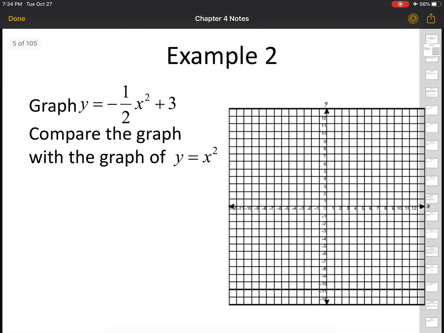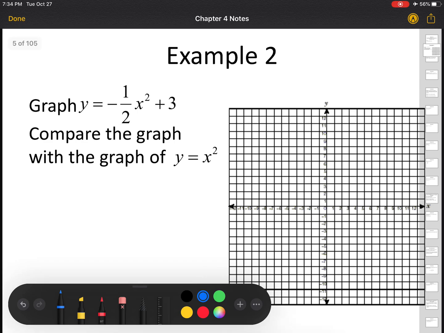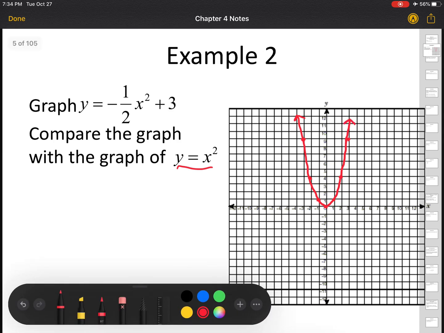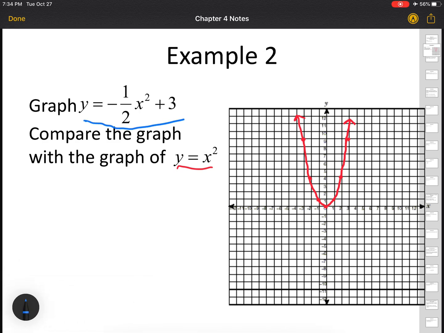Looking at the next example, still graphing the original parent function here. I'm going to go ahead and graph that again. So we had -3, 9, -2, 4, -1, 1, 0, 0, 1, 1, 2, 4, and 3, 9. So here was our parent function. Okay, but now we need to graph this other quadratic function here.